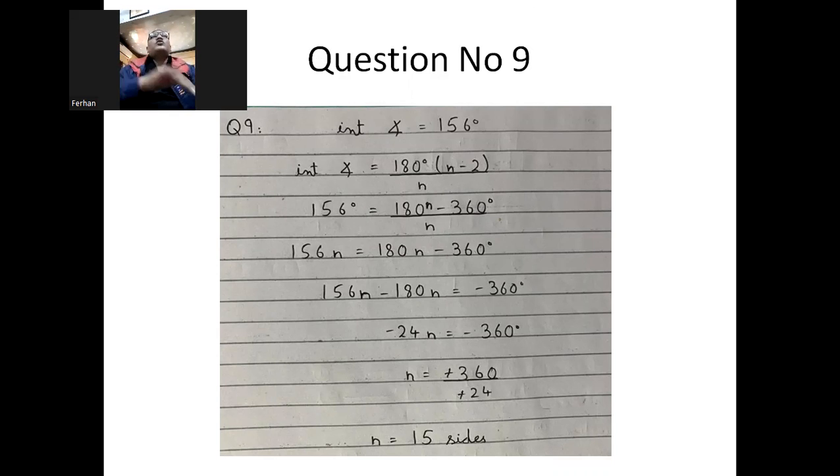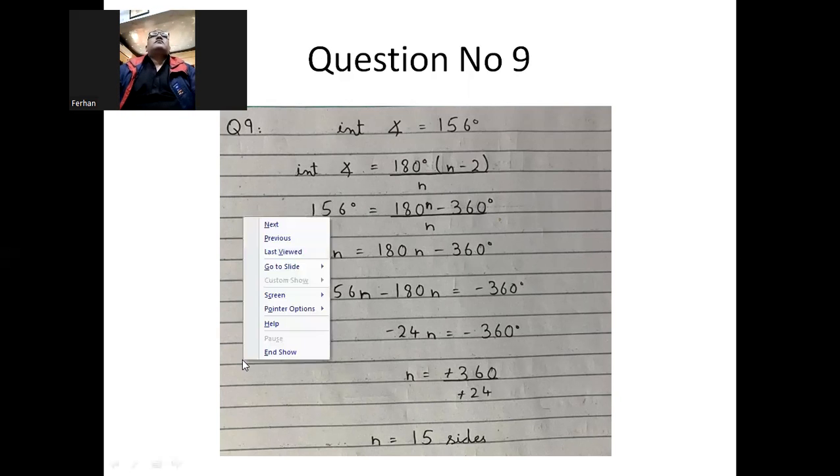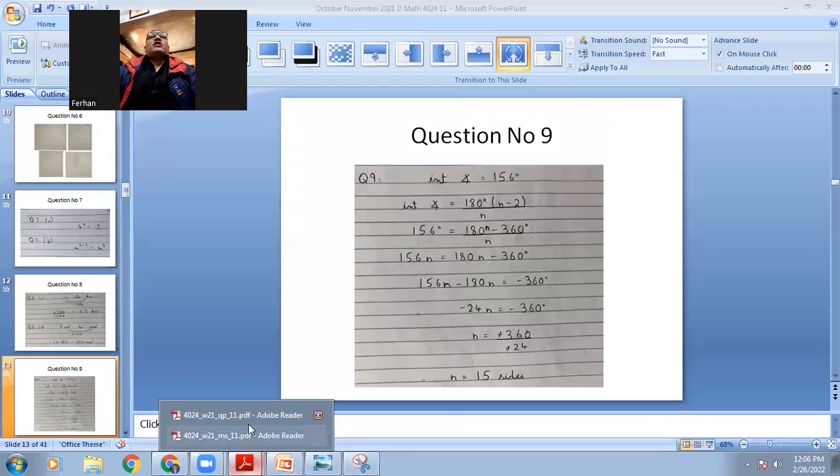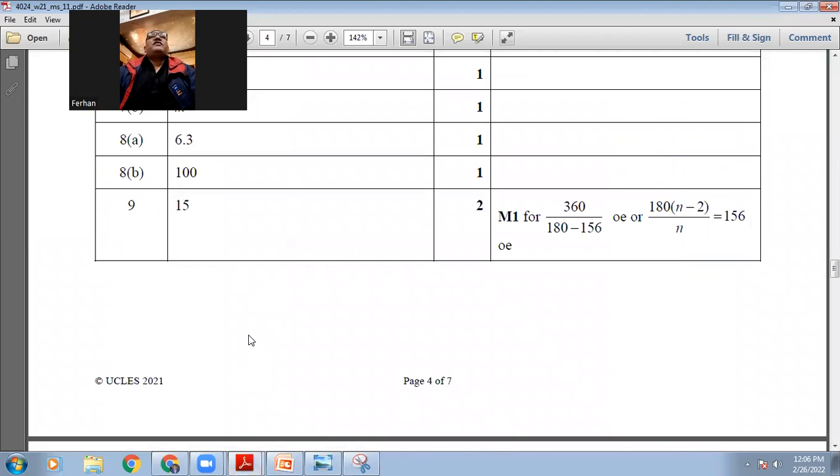So that n will go to the other side, to the left side. So you will have 156 n equals to 180 n minus 360. So 156 n minus 180 n equals to minus 360. So minus 24 n equals to minus 360. Minus minus will be cancelled. So n will be equal to 360 divided by 24 and n will be 15. So this polygon whose internal angle is 156 degrees has 15 sides. It's a 15-sided polygon. So let me show you the marking scheme. 15 is the right answer, sir.